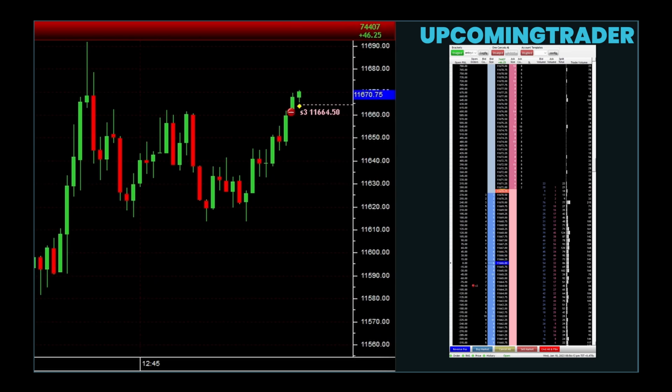We should also talk about rectangles. Rectangles are continuation patterns that indicate a period of consolidation before the price continues in the same direction. If the price breaks above the top of the rectangle, it signals a continuation of an uptrend. Conversely, if the price breaks below the bottom of the rectangle, it signals a continuation of a downtrend. Rectangles are useful for setting clear entry and exit points, since the breakout direction often provides a strong signal for the next move.